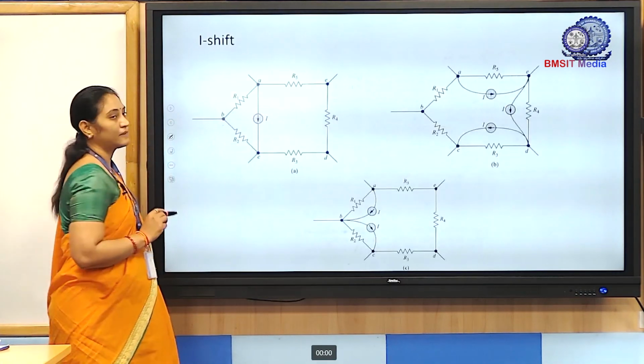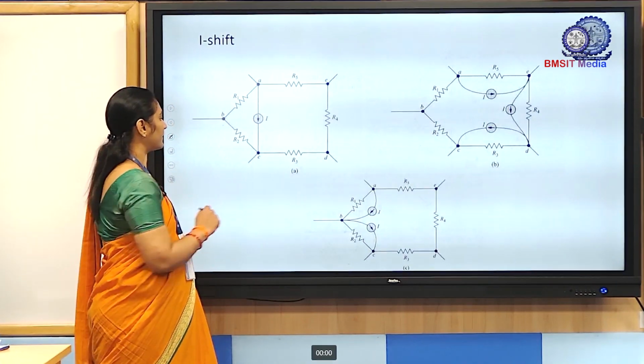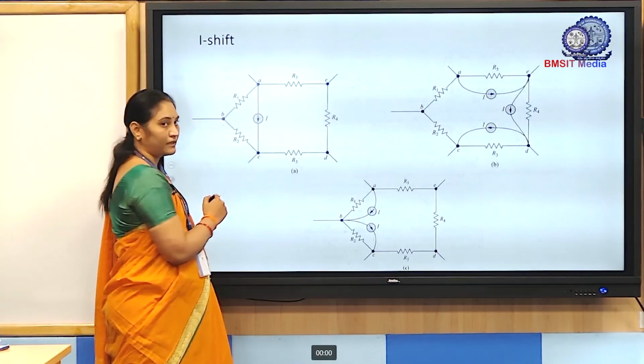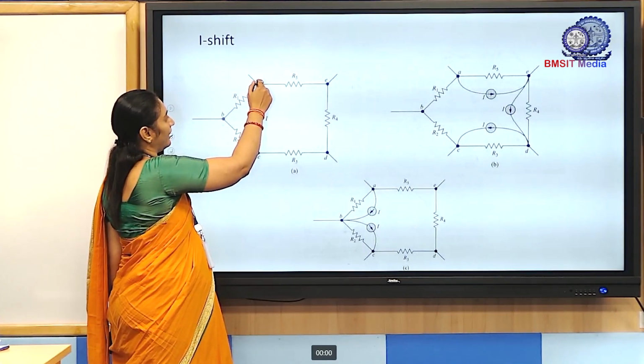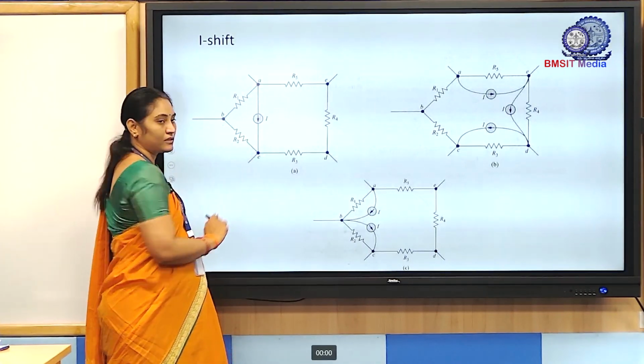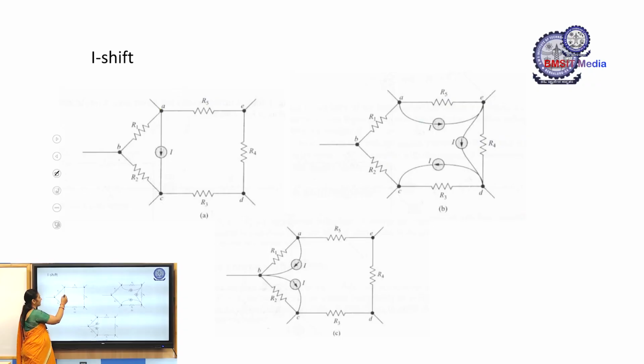Similarly, the current shift. For the given network, you can see that the current is flowing from node A and coming towards node C. This current source is an ideal source because there is no resistor connected in parallel with it. So this will be considered an ideal source.